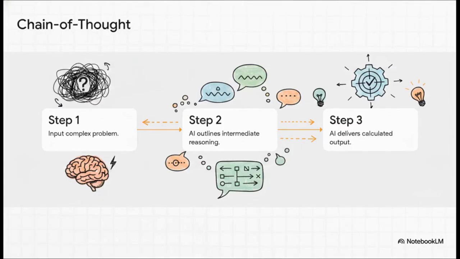It flows in a really logical way. First, you input a complex problem. Then, instead of immediately blurting out a guess, the AI outlines its intermediate reasoning. It's essentially talking itself through the problem out loud. Only then, at step 3, does it deliver a calculated output. Giving the AI this computational breathing room vastly improves its problem-solving accuracy. When the model has the space to generate those intermediate steps first, complex tasks become highly reliable.